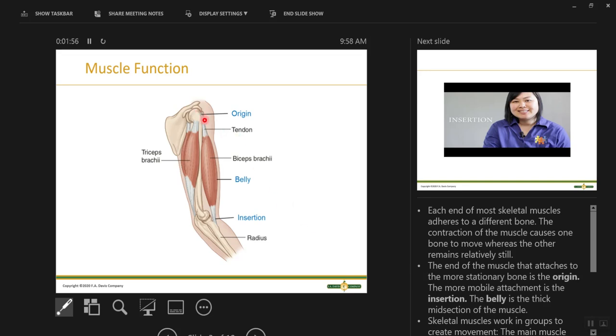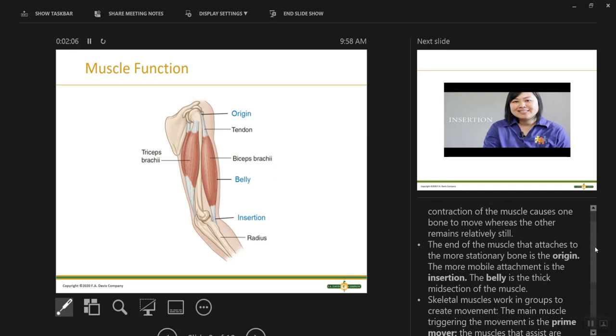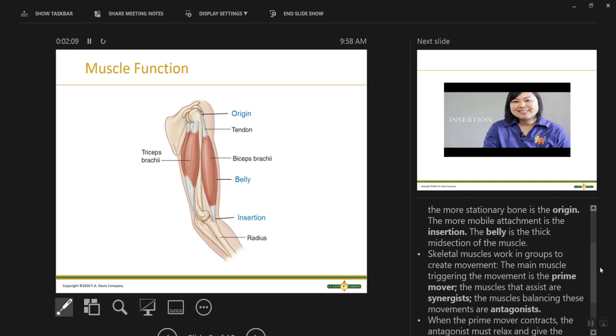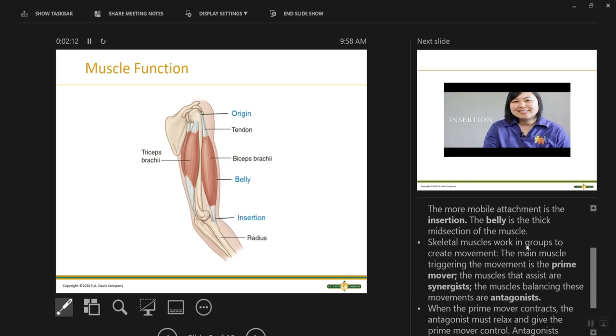Okay, so you can see up here, this is the more stationary bone, this part of the humerus. The humerus is a long bone in the upper arm. So that's the origin. The more mobile bone attaches to the insertion. Okay, so this is the insertion here. They're showing the radius, which is one of the bones in the forearm. The main muscle triggering the movement is the prime mover. Okay, so for example, this would be the bicep.